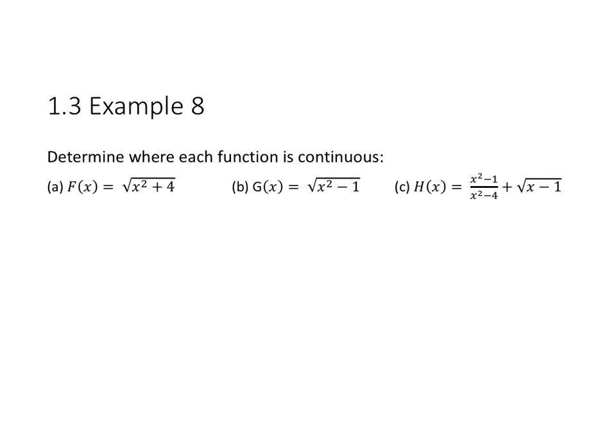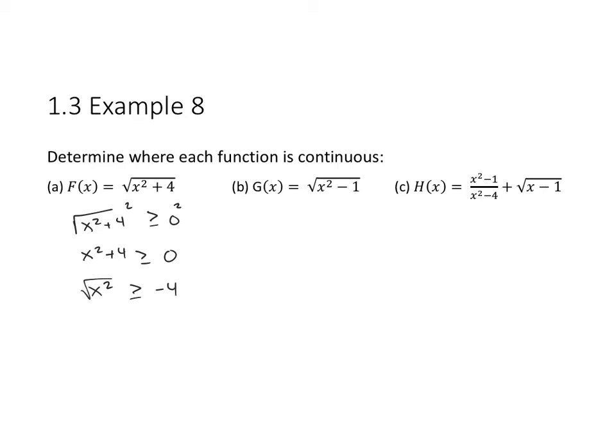When I think about where a function is continuous, I actually think about where it is not continuous. So when I look at square root of x squared plus 4, I'm thinking, where is that not defined? Well, I know that if I'm under a square root, the radicand must be non-negative. So I know that to be in the domain, x squared plus 4 must be greater than or equal to 0. So x squared must be greater than or equal to -4.